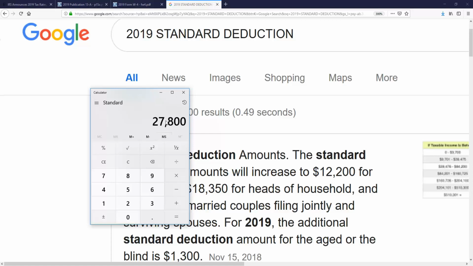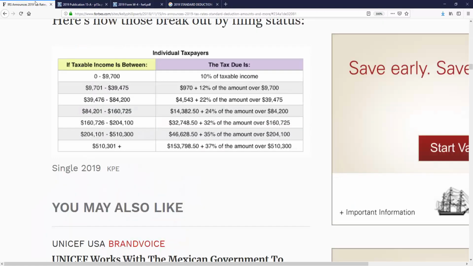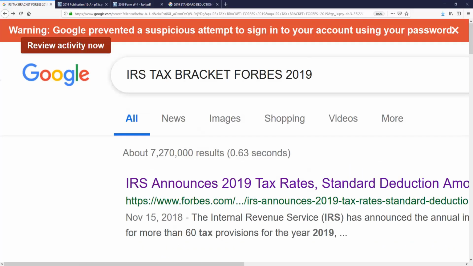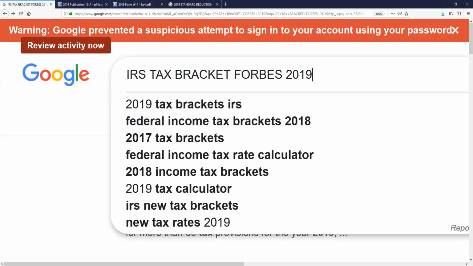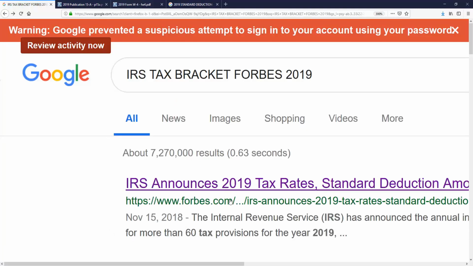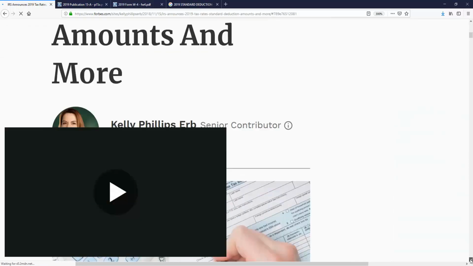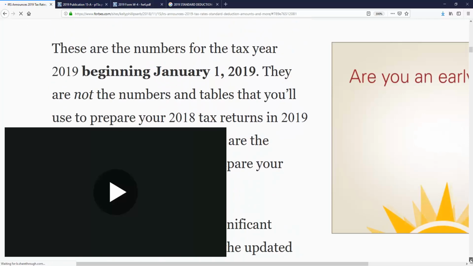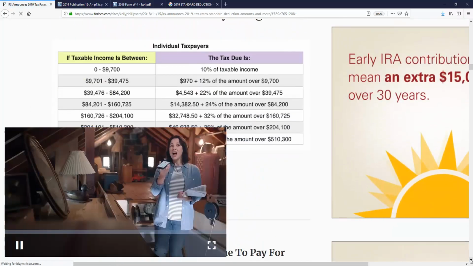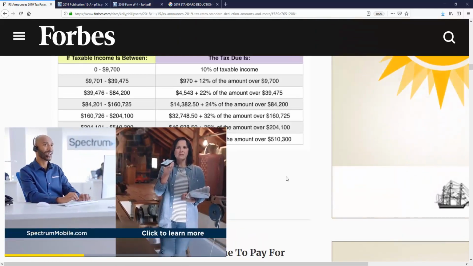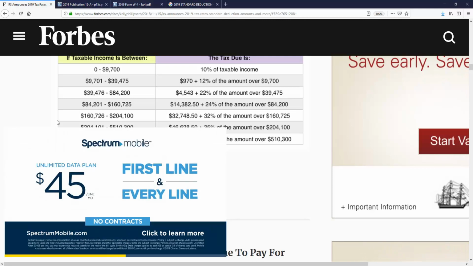Once we know our taxable income, we'll come over to the IRS tax brackets. Now, how did I find those? You simply Google IRS tax bracket Forbes 2019. You can put any year here, and it will give you the tax brackets for that year. So Forbes 2019 tax brackets, because we're in 2019. I'm going to scroll down, and we're going to find the individual tax brackets. We're going to try to get rid of this ad as soon as we can.